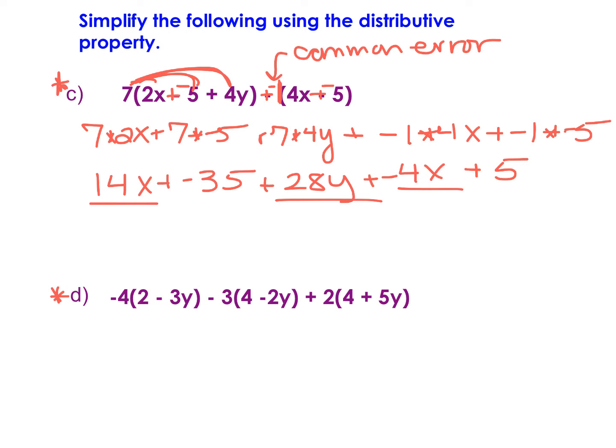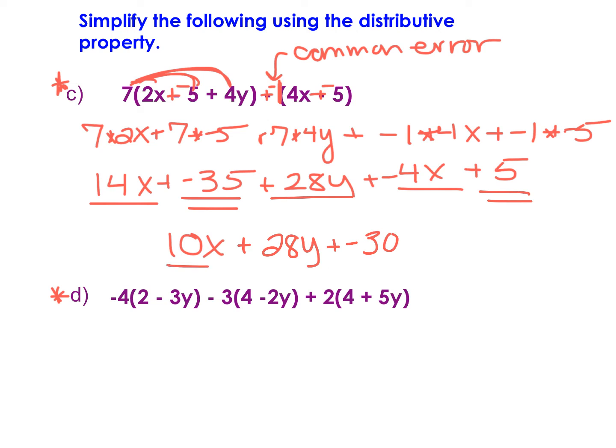And now let's start combining like terms together. So I see that I have 14x and a negative 4x. Those combine together to be 10x. I then see that I have 28y but no other y's, so that 28y just stays by itself. And then finally, I have negative 35 plus 5. That turns into a negative 30.